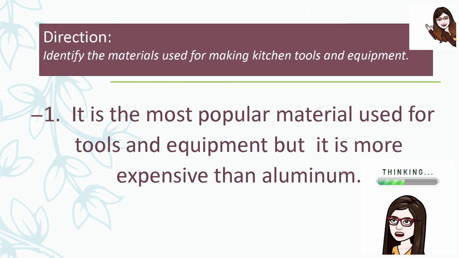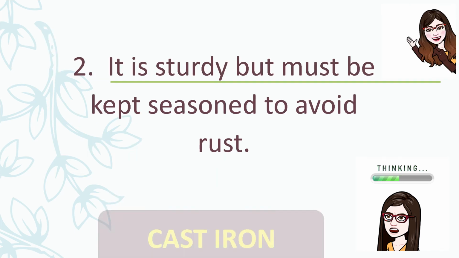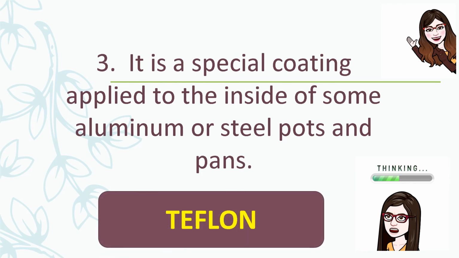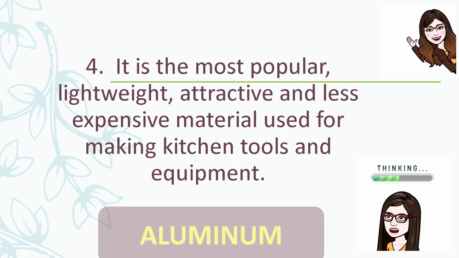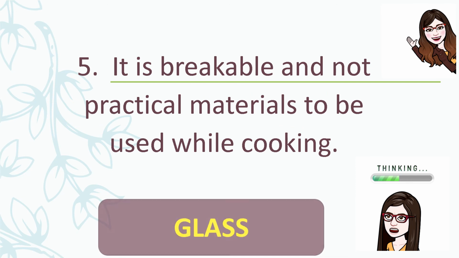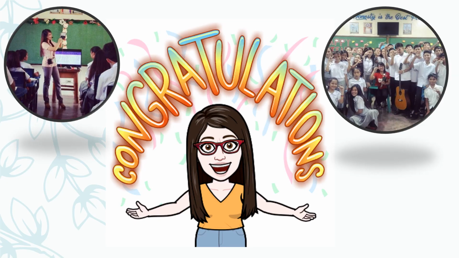Okay. So, number 1, the answer is the... Oh, by the way, you had to check your answers. Alright, number 1 is the stainless steel. Number 2, the answer is the cast iron. Number 3 is the Teflon. Number 4, the answer is aluminum. While number 5, the answer is glass. So, did you get all the correct answers? If yes, congratulations! You may now go on to the next topic.